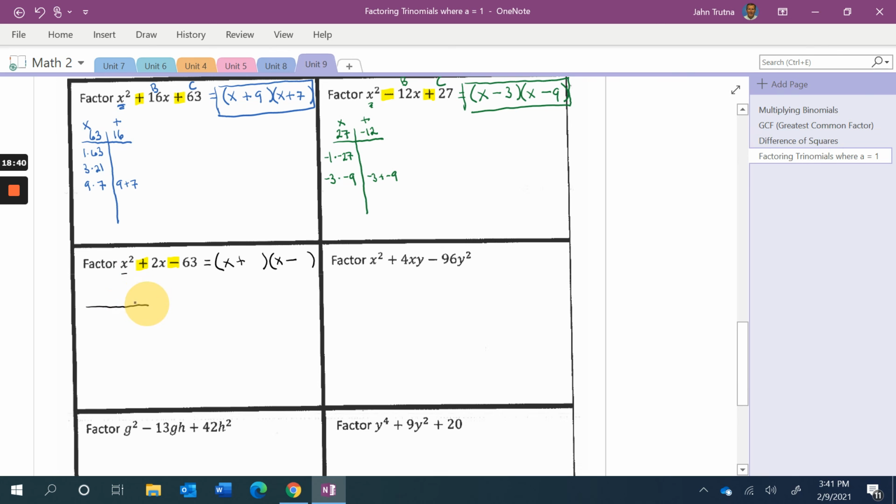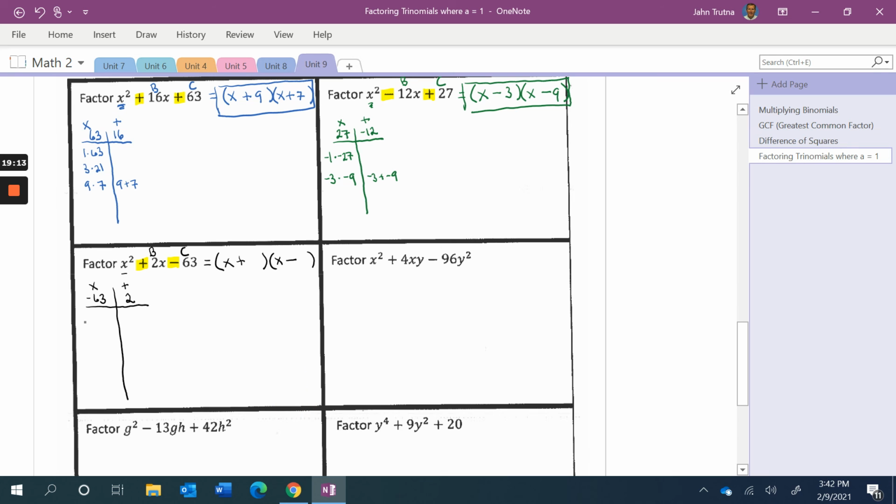Now I'm going to make my factor chart to find my answers. Notice the numbers are plus minus, so that means when I'm finding two numbers, one of them is going to be positive, one of them is going to be negative. Okay, that's what that plus minus stands for. So I go to my c value. My c value is negative 63. That's what my two numbers are going to multiply to make. Then I take my b value, which is positive 2, and positive 2 is what my two numbers are going to add to make.